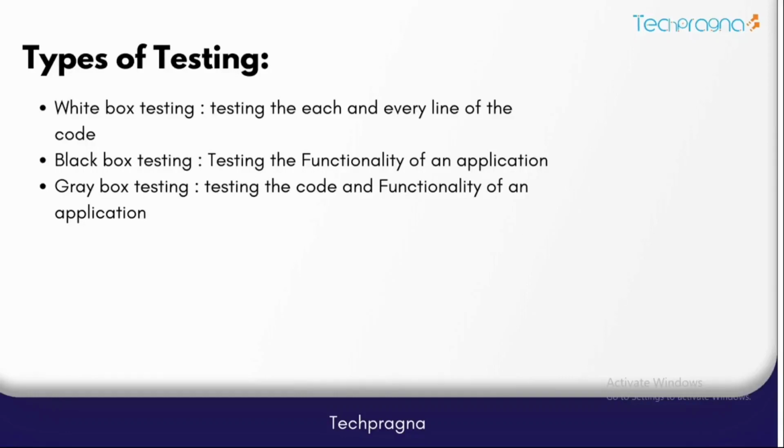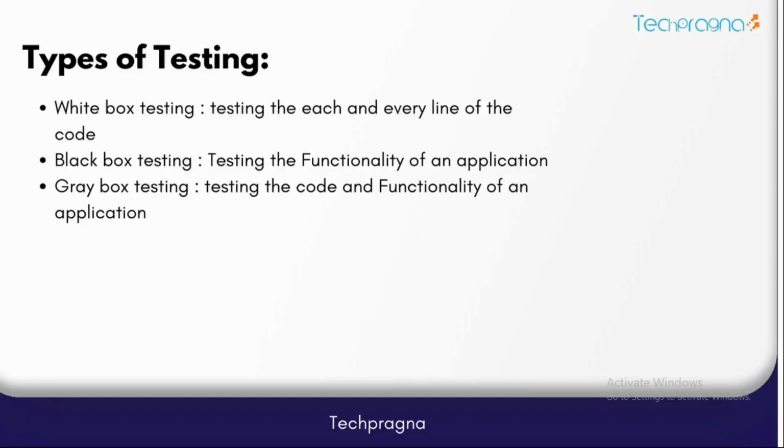White box testing means testing each and every line of the code. Why do we need to do this? Because developers write lots and lots of lines of code, and each and every line needs to be checked to see whether it is working fine or not. That is white box testing: whether conditions, for loops or any loops are working fine, whether the interconnection from one page to another is working fine, and how much time it takes to execute the code.